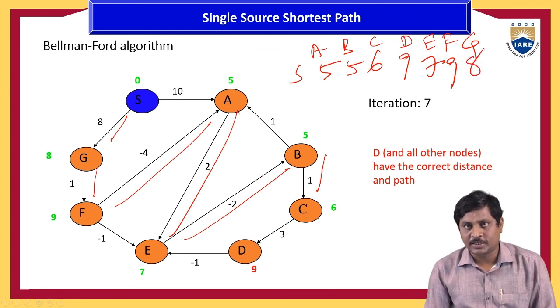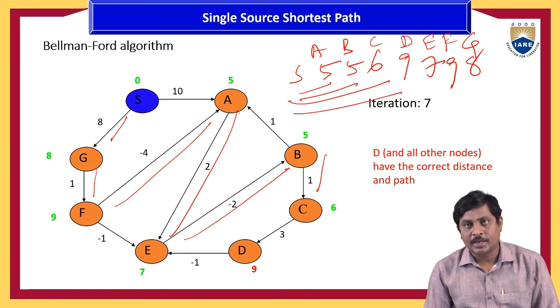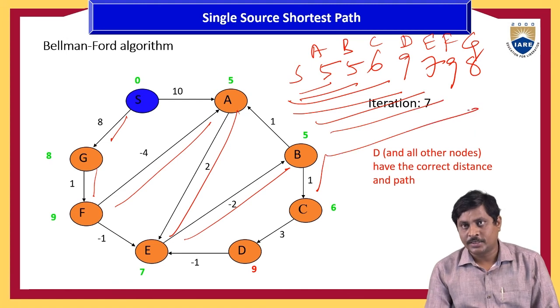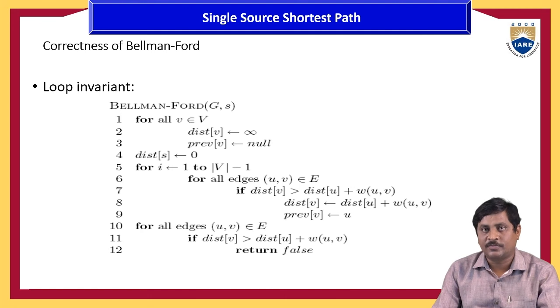So these are the shortest path values from the source to all other vertices. S to A, 5. S to B, 5. S to C, 6. S to D, 9. S to E, 7. S to F, 9. S to G is 8. So this is the correctness of the Bellman-Ford algorithm.